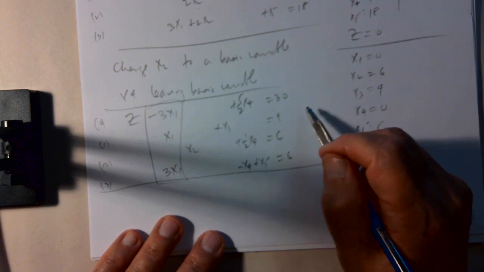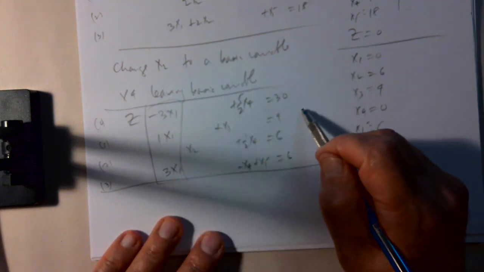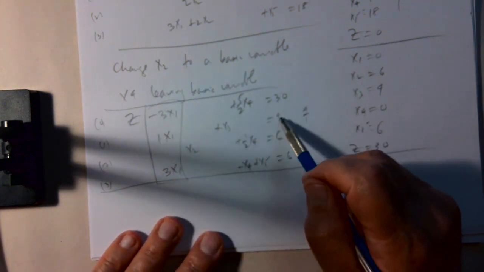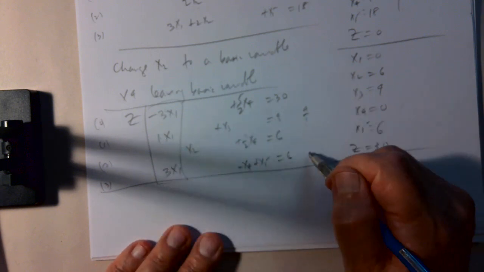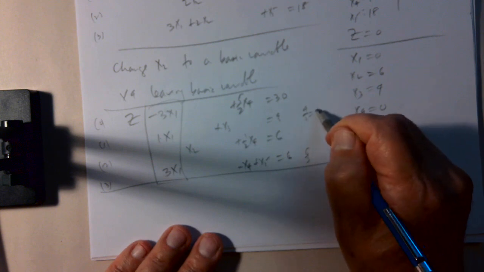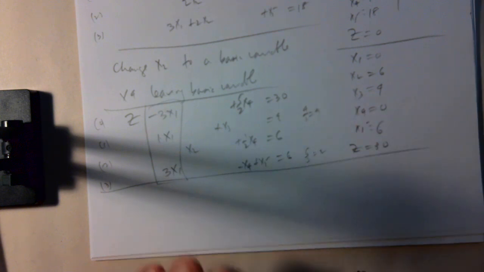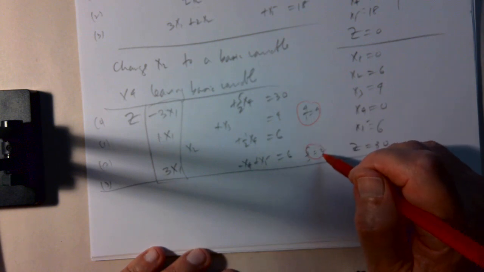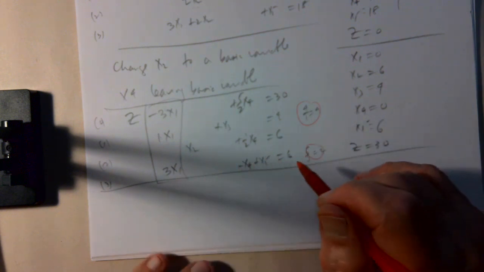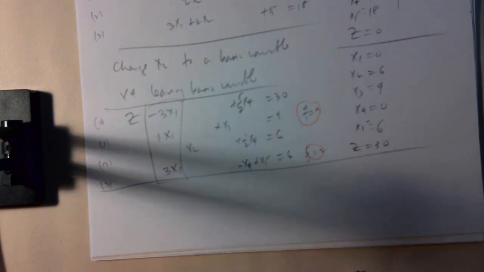Here the minimum ratio I have, this is 1 times x1. 4/1, the right-hand side divided by the coefficient of x1. Here, 6/3. I have this ratio and this ratio. The smaller, the minimum, is 2. So I'm going to use this equation to pick a value for x1.